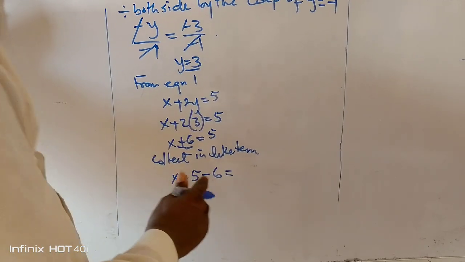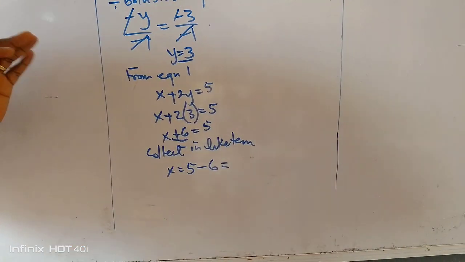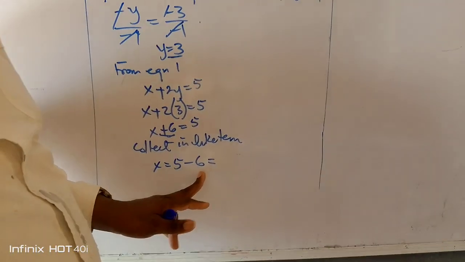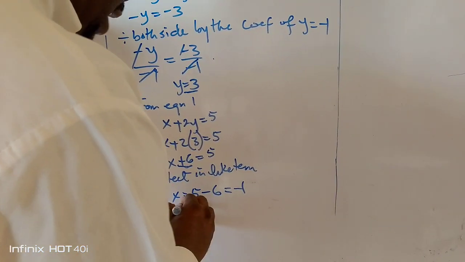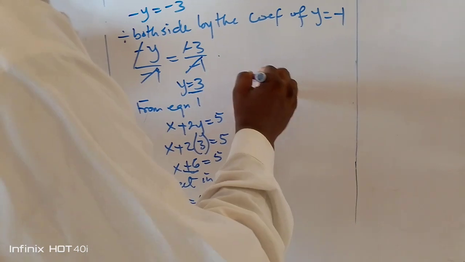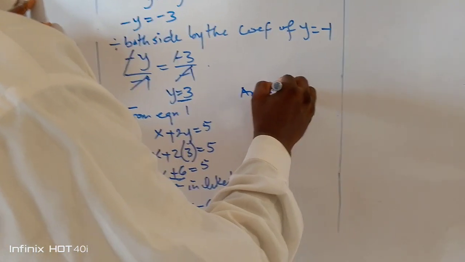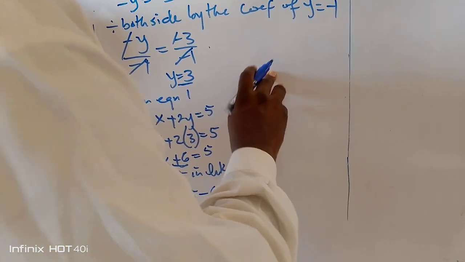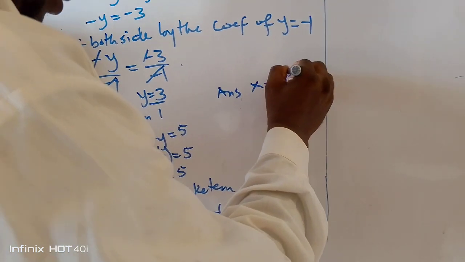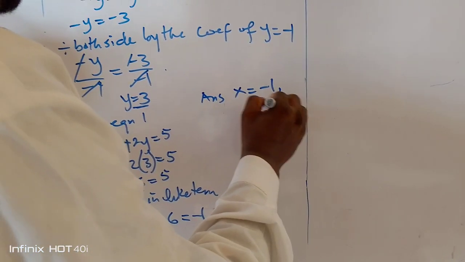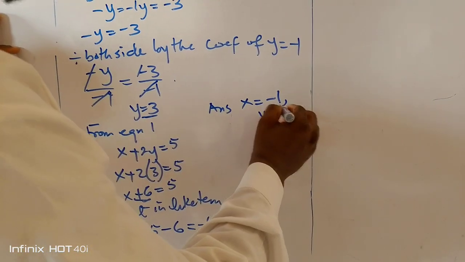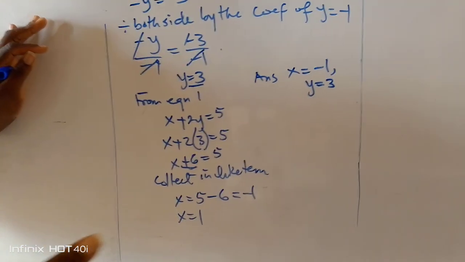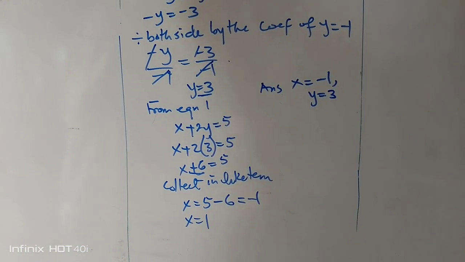And what will the answer be? 5 minus 6: I have 5 naira, I'm owing somebody 6 naira, because I told you minus means you are owing. So that gives me minus 1. So answer x equals minus 1, y equals 3. That will be my final answer. Now let's look at this second question.